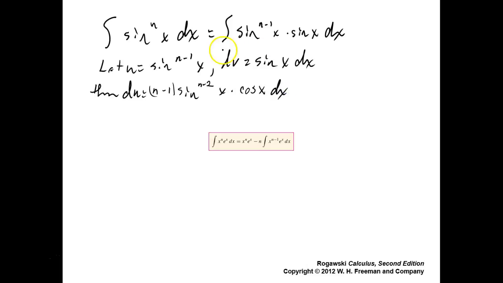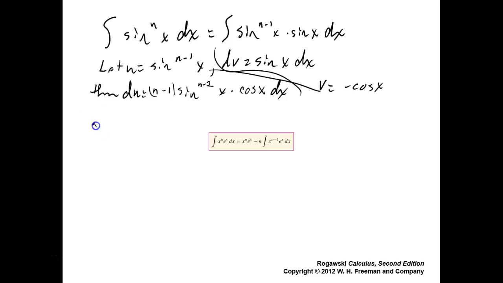Okay? Now let's integrate the dv. So you get v is equal to the antiderivative of sine, minus cosine. Right? Because if you take the derivative of cosine, you get minus sine. Okay, so that would be minus cosine x. Okay? Got it? All right.